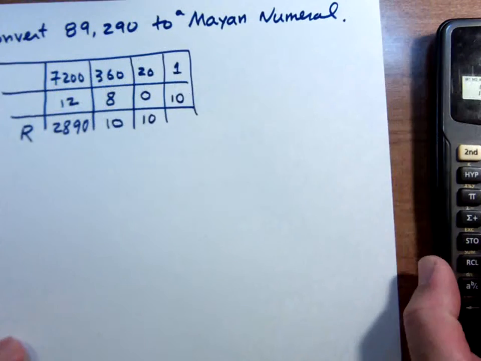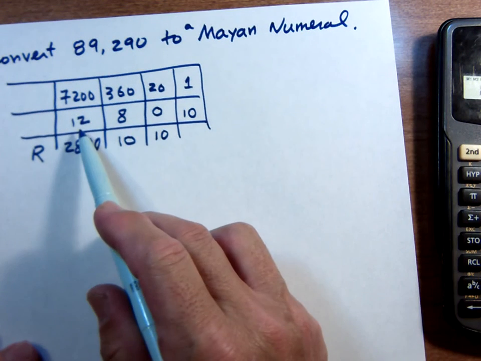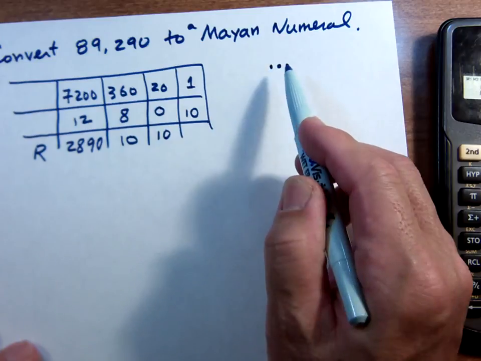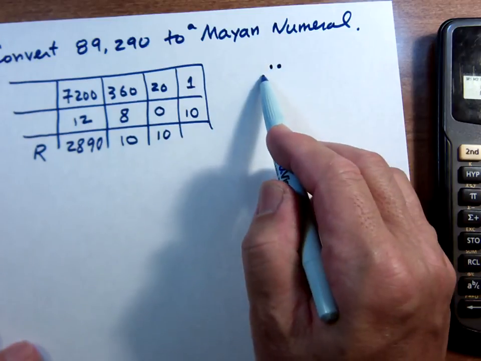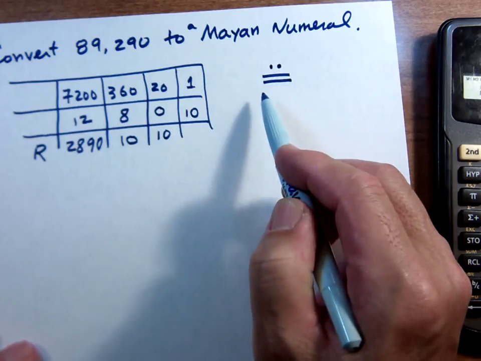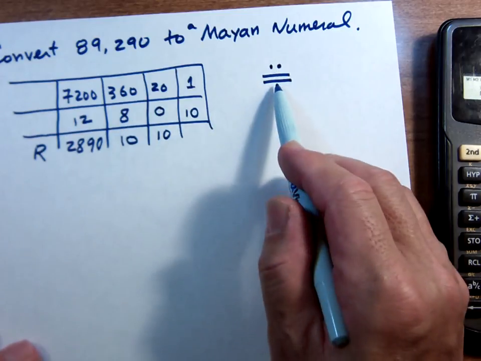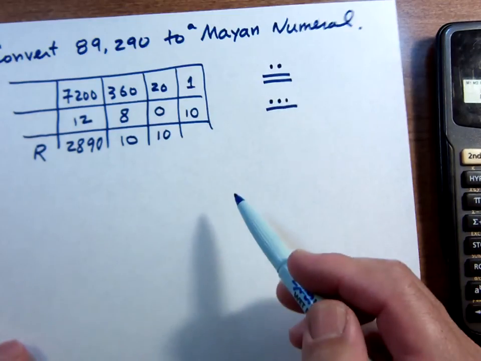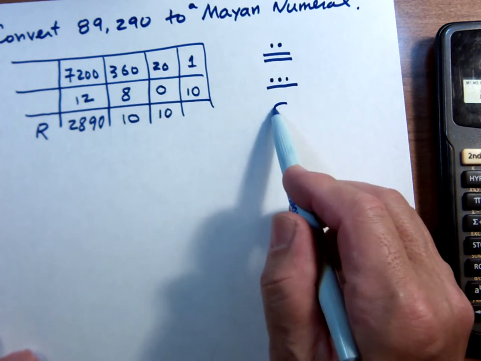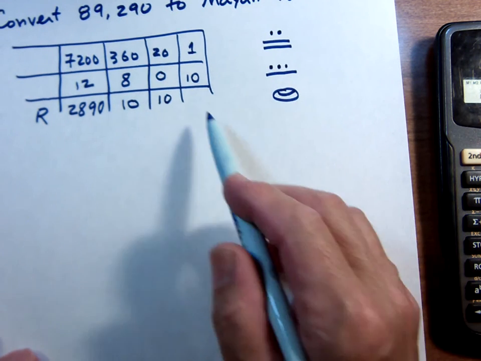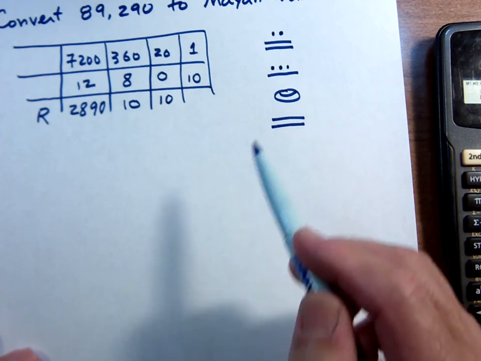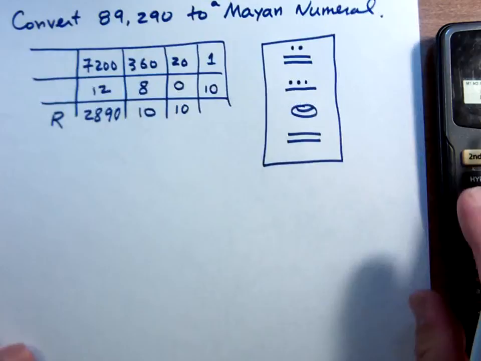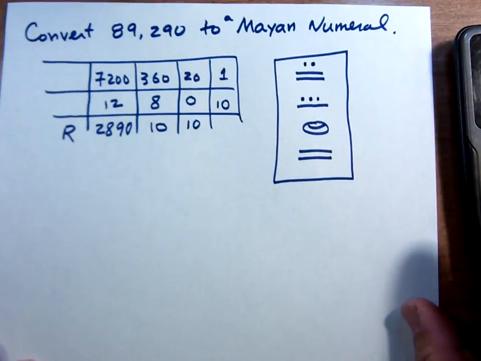And Mayan symbols, if you remember, we start from the highest. 12: 2 dots and 2 lines, that's 12. 8: skip a little space, 3 dots and a line, that's 8. Don't forget the all important 0, that's a 0, and 10. Alright, so that's our answer. That is supposed to equal 89,290 in Mayan numeral.